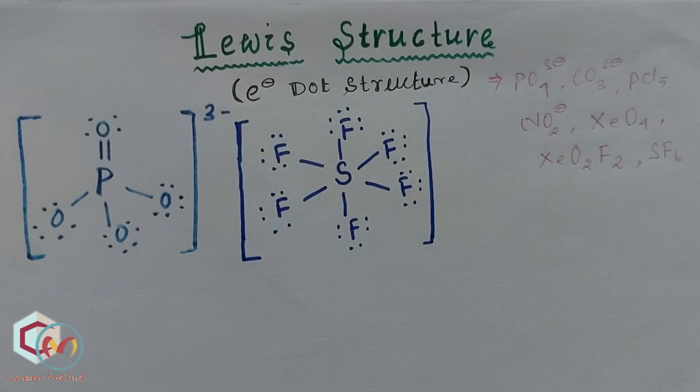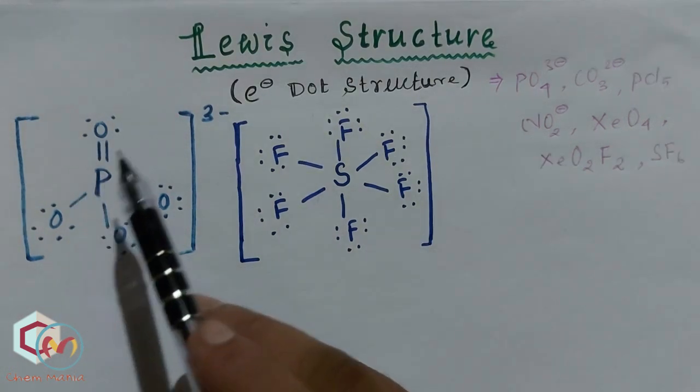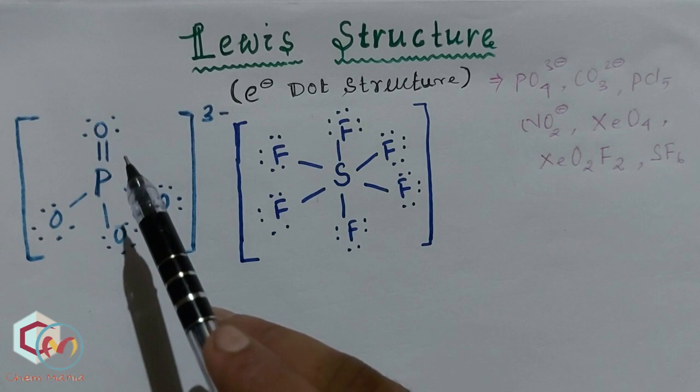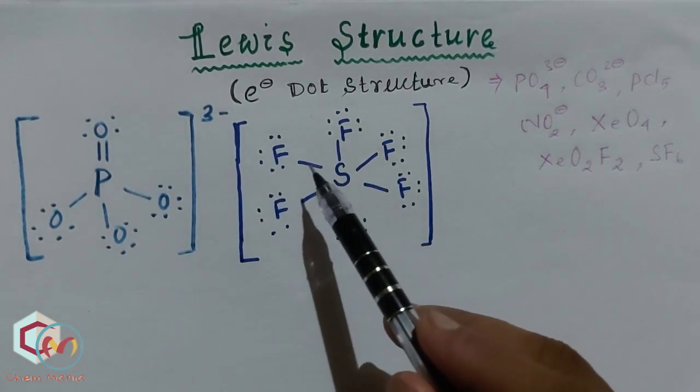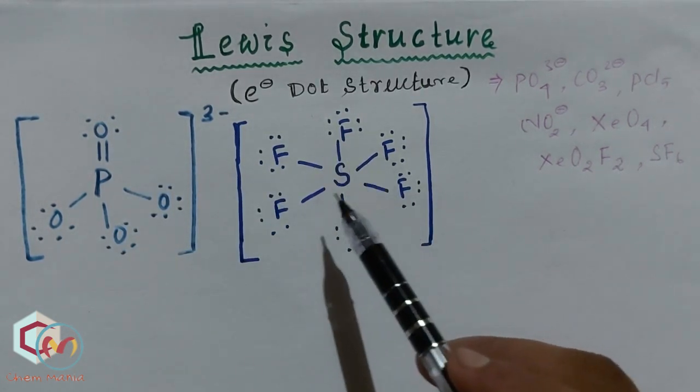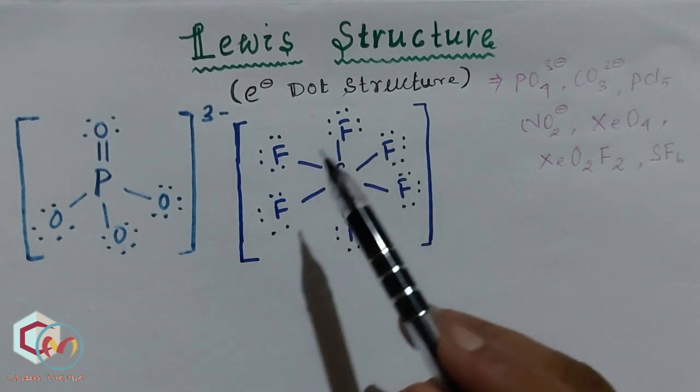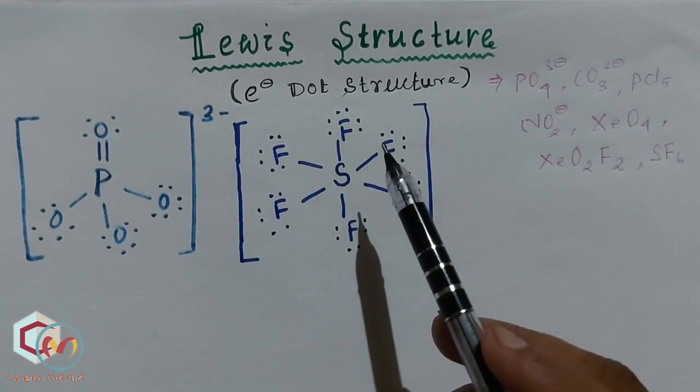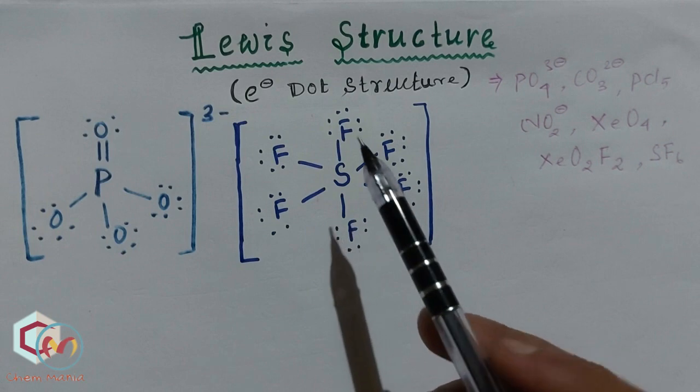The electronic structure of any compound was developed by Lewis, and we will learn here how to draw the Lewis structure or electron dot structure of any chemical compound. This is the electron dot structure of PO4 3 minus, and this is the electron dot structure of SF. I will discuss here how to draw these structures. These are the electron dot structures or Lewis structures.